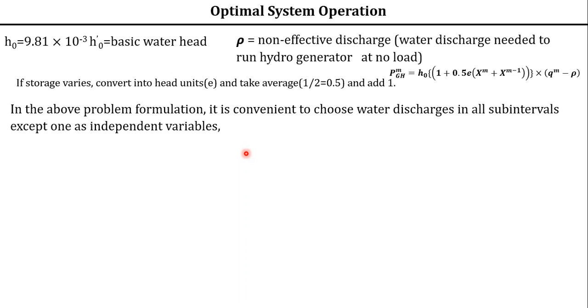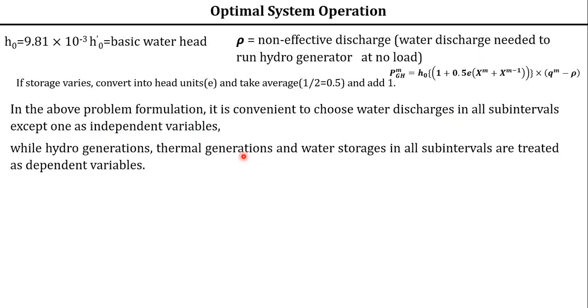So of Q1 to Q6, all except one, all other water discharge variables are considered as independent variables. That means how many independent variables are there? 5 independent variables. There are Q6, isn't it? For a week period, I have taken as an example. There are 6. So out of 6 variables, except one, the remaining variables are your independent variables. That is, 5 variables are your independent variables and one is your dependent variable. Hope you understood this statement. In the above problem, it is convenient to choose water discharge in all sub intervals except one. That means all are independent variables except one, which is not independent, it is a dependent variable.